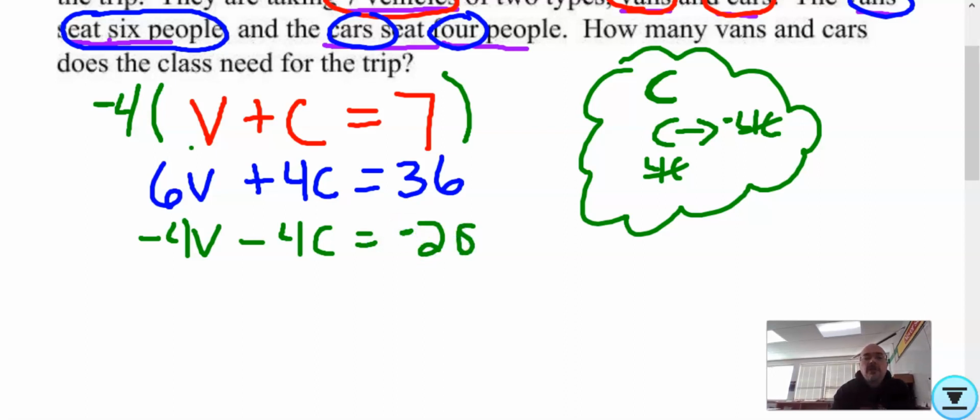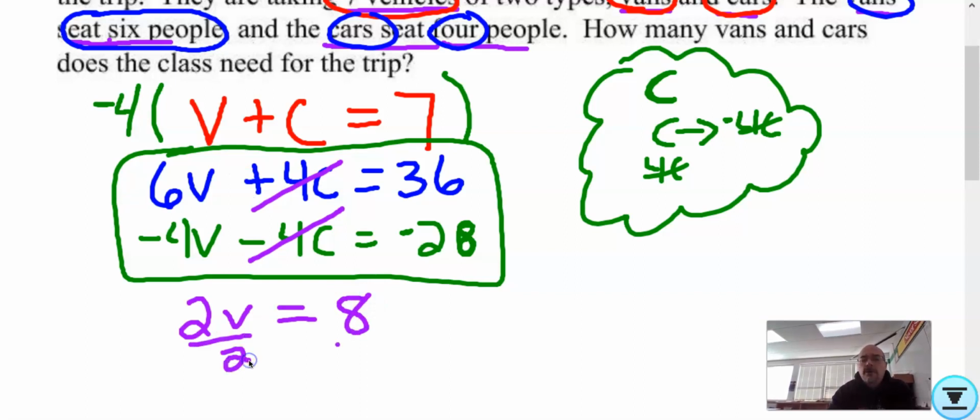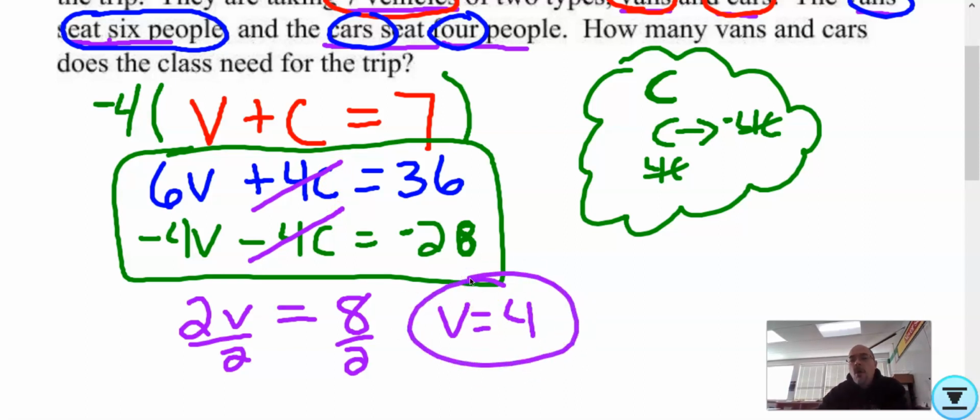So now, ladies and gentlemen, I'm looking at these two. Let me make that 8 a little bit better. Okay, I'm looking at those two equations. So the cars eliminate. When I add the V's together, I get 2V equals, and 36 take away 28, I think that's 8. Do my algebra, and they're going to take 4 vans. They're going to take 4 vans.